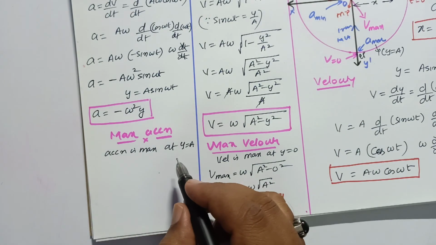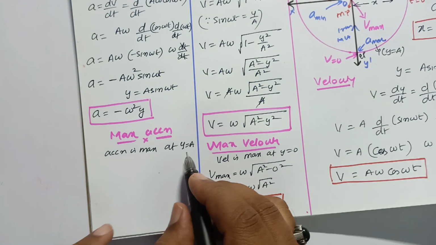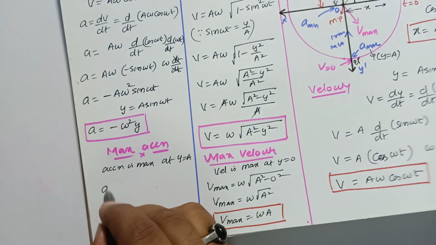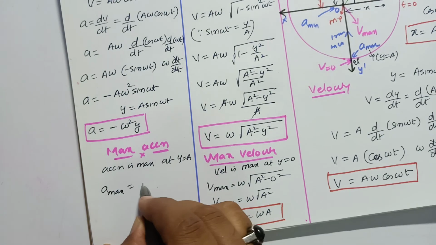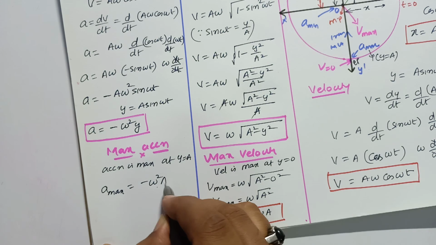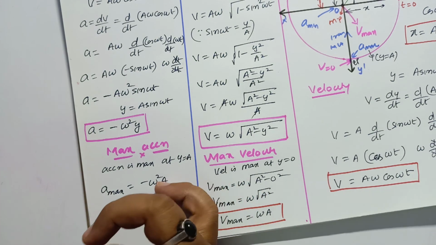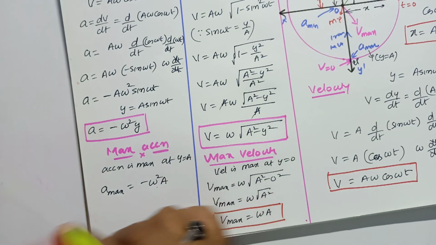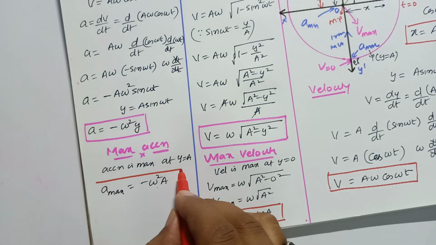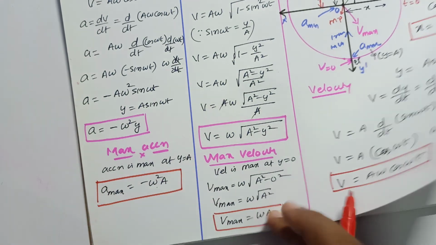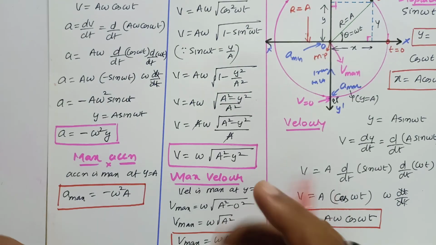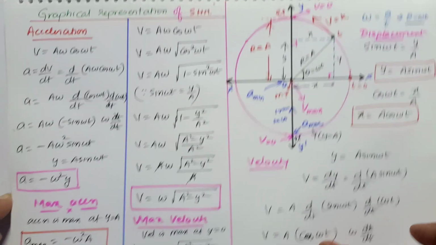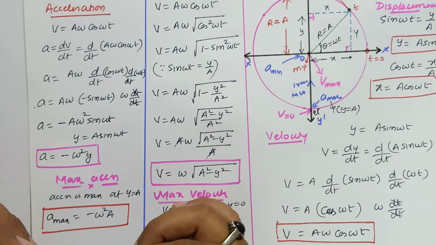So acceleration is maximum at displacement y is equal to a. Therefore we can write acceleration maximum is equal to minus omega square into a. This is the formula which we have written here. So we got the formula for maximum acceleration and maximum velocity also. Hope you have understood the graphical representation here.